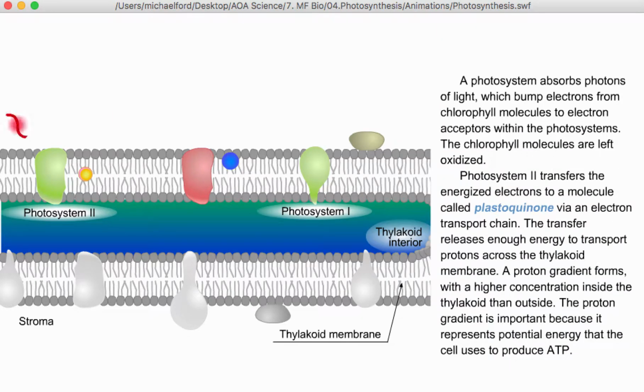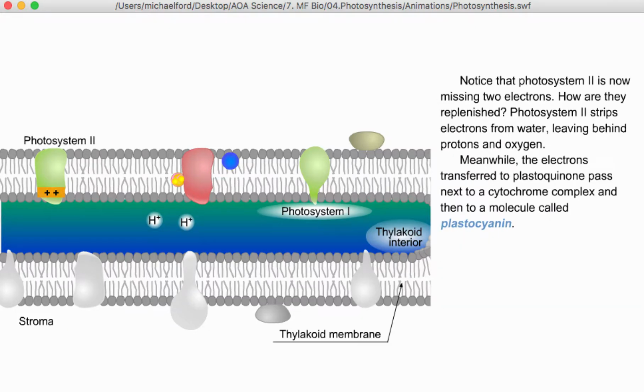A photosystem absorbs photons of light, which bump electrons from chlorophyll molecules to electron acceptors within the photosystems. The chlorophyll molecules are left oxidized. Photosystem 2 transfers the energized electrons to a molecule called plastoquinone via an electron transport chain. The transfer releases enough energy to transport protons across the thylakoid membrane. A proton gradient forms, with a higher concentration inside the thylakoid than outside. The proton gradient is important because it represents potential energy that the cell uses to produce ATP.